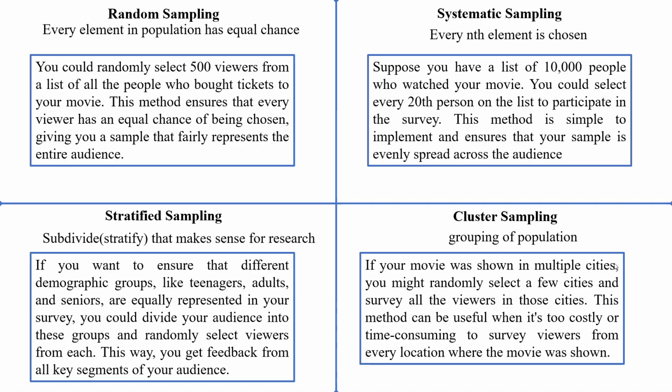In cluster sampling, for example, this movie is released in multiple cities, but it is not possible for you to go and take a survey in every city. So you randomly choose a few cities, one or two cities, and then you only go take surveys from viewers from that city alone. So that is called cluster sampling.